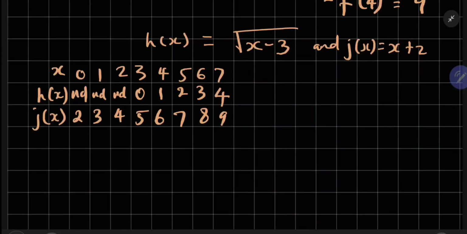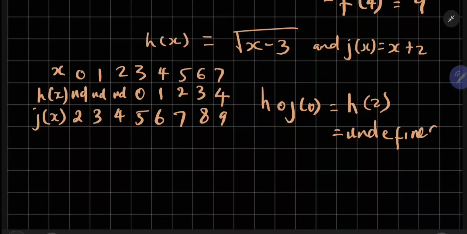So let's see. Supposing we want to find h of j of 0. So we start by, what's j of 0? J of 0 is 2. So now we want to find h of 2. And h of 2 is undefined.